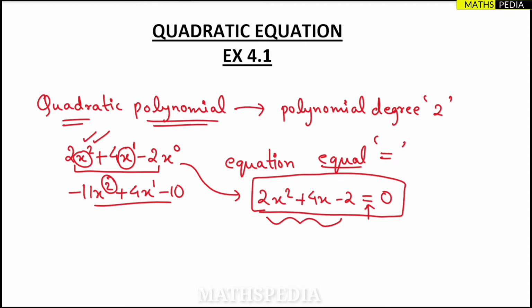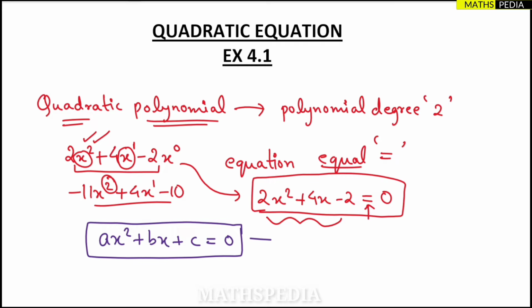Okay, the standard form, let us now understand what the standard form of a quadratic equation is. It is nothing but ax square plus bx plus c equal to 0. This is the standard form of a quadratic equation. Always remember this one. Now here we have a, b, c.